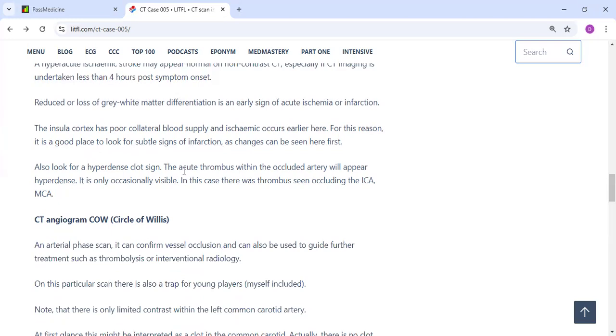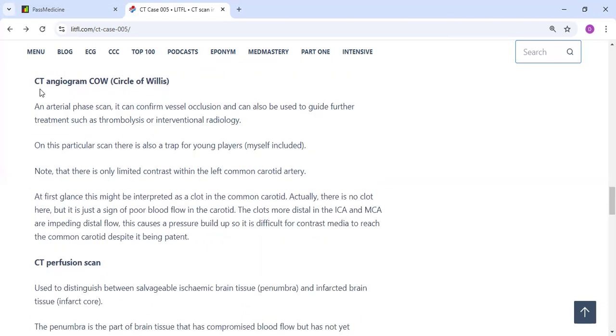The hyperdense clot sign. The acute thrombus within the occluded artery will appear hyperdense, and it is only occasionally visible. In this case, there was a thrombus seen occluding the ICA and MCA. Then the CT angiogram, the arterial phase scan, can confirm vessel occlusion and can also be used to guide further treatment, such as thrombolysis or interventional radiology.